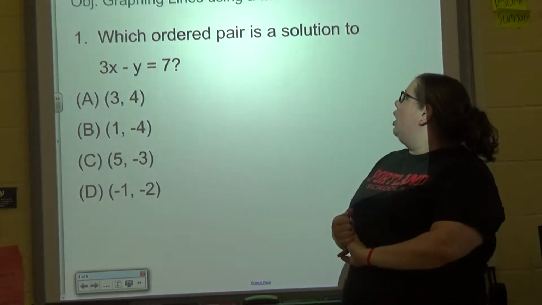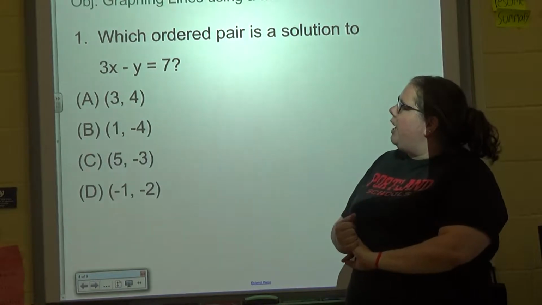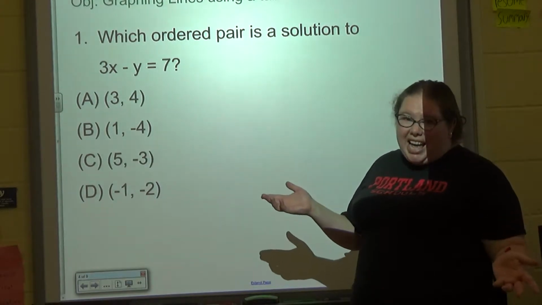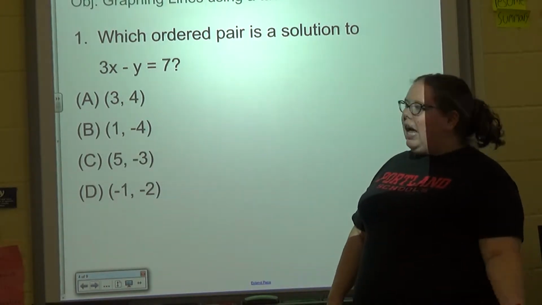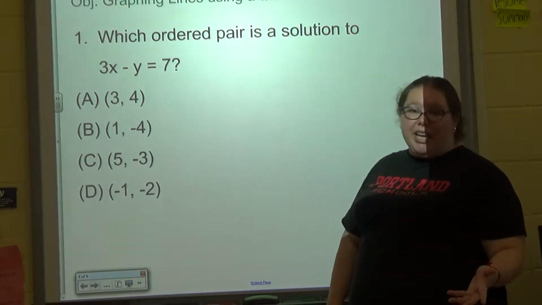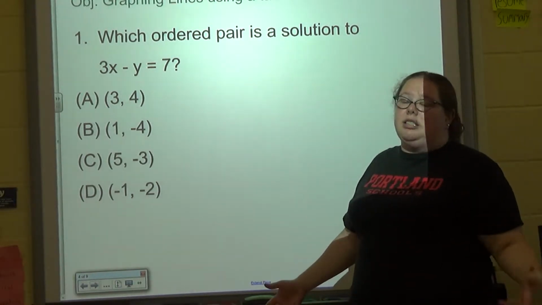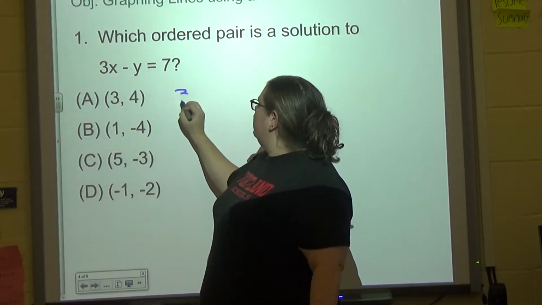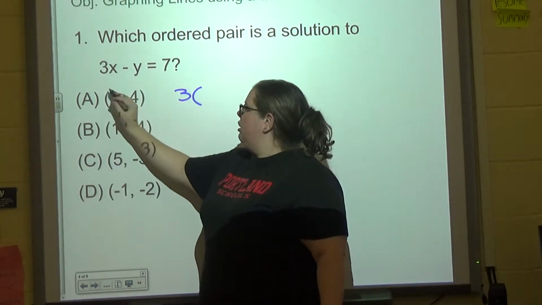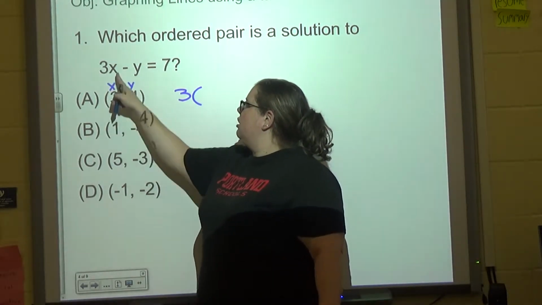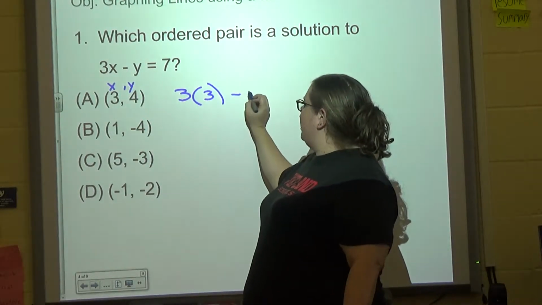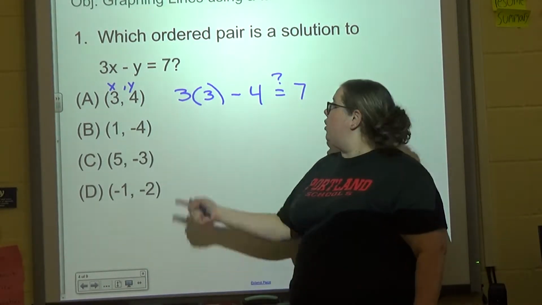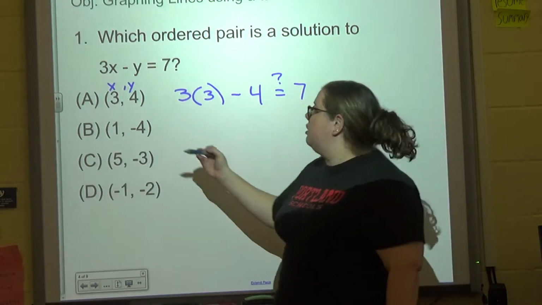So, which ordered pair is a solution to 3x minus y equals 7? This is the type of problem you'll see on a standardized test, that kind of thing. So, how would you approach this? It's a couple ways. Easiest thing to do, just plug in. See which one works. So, if I plug in for this first one, 3, and then what's the x value here? Well, it's x comma y. So 3 times 3 minus 4. Does that equal 7? Don't think so. 9 minus 4 is 5, so it's not A.